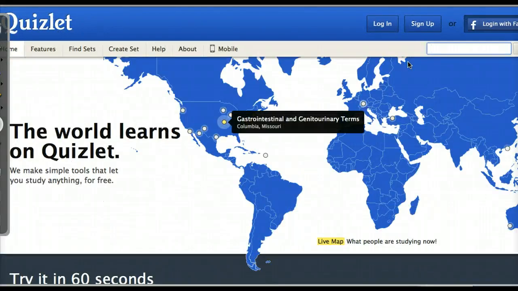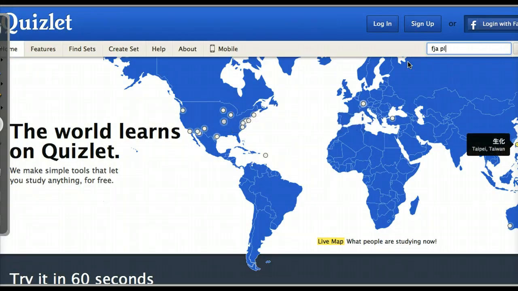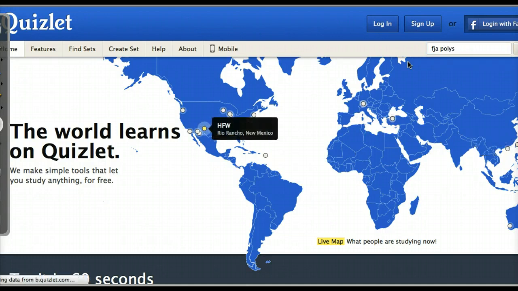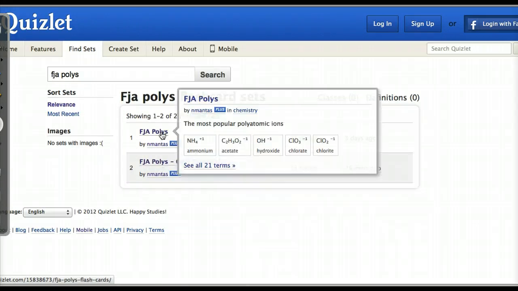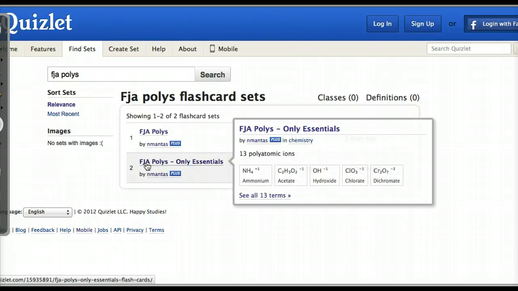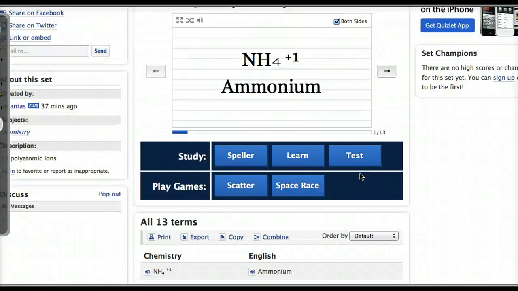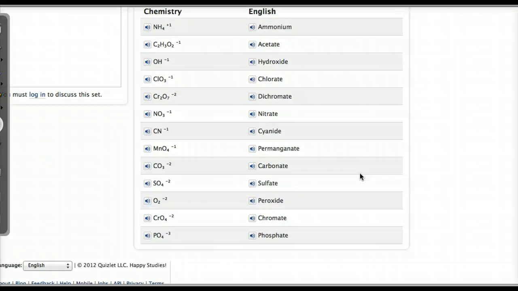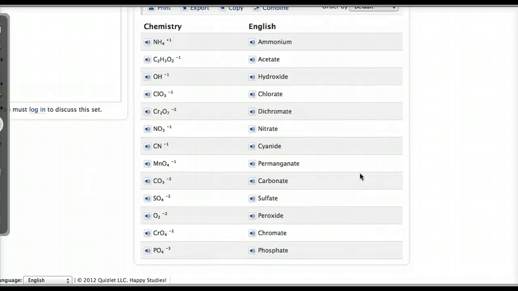If you put in FJA Polys, you're going to get now 2 data sets. The first one is all 21 terms. You can see all 21 of the polyatomic ions. And then it says only the essentials, FJA Polys, only the essentials. These are the 13, basically the ones that you absolutely need to know without the ate-ite rule or the hydrogen rule.